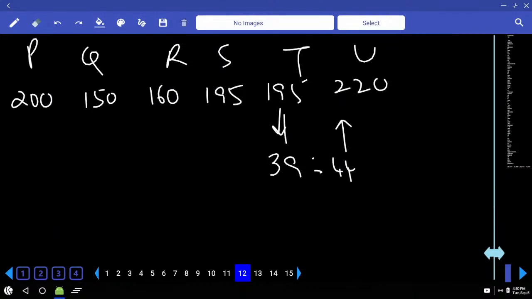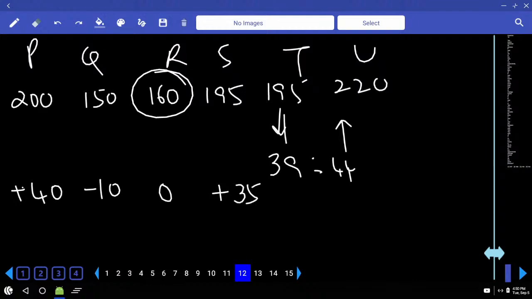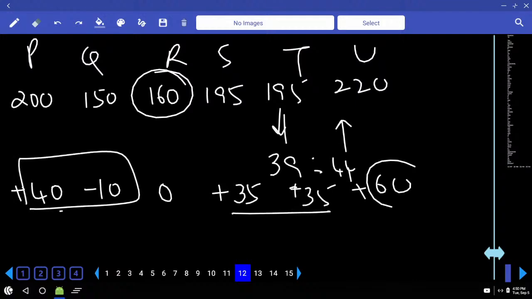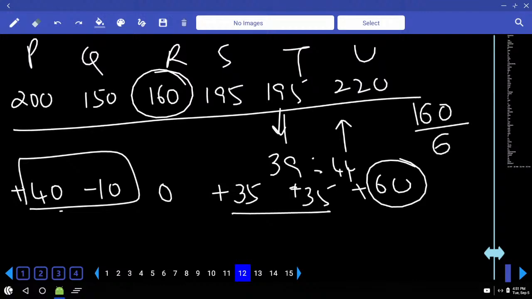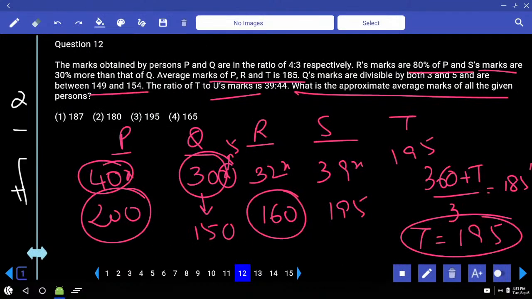Let us consider an average here. Let us consider 160. This is plus 40, minus 10, 0, plus 35, plus 35, plus 60. That is 70, plus 30, 100 plus 60, 160, by 6. Obviously it will give approximately 27. 27 plus 160, 187 should be the average. Option 1 is the correct answer.